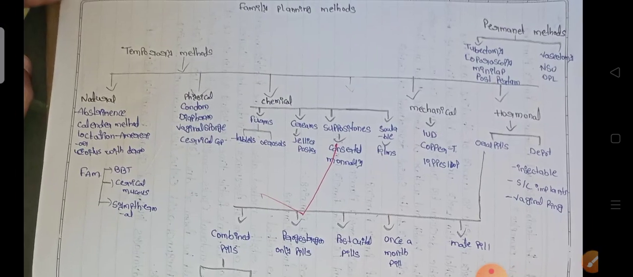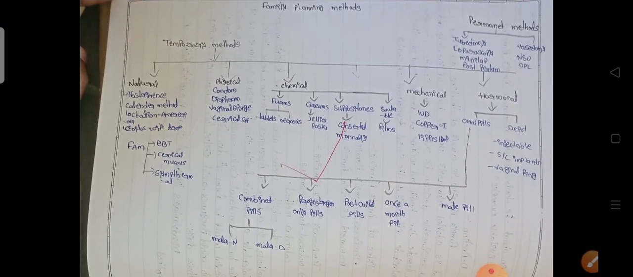This is the complete picture of the family planning methods: temporary methods and permanent methods. Temporary methods are also known as barrier methods or spacing methods. They are divided into natural methods, physical methods, chemical methods, mechanical methods, and hormonal methods.